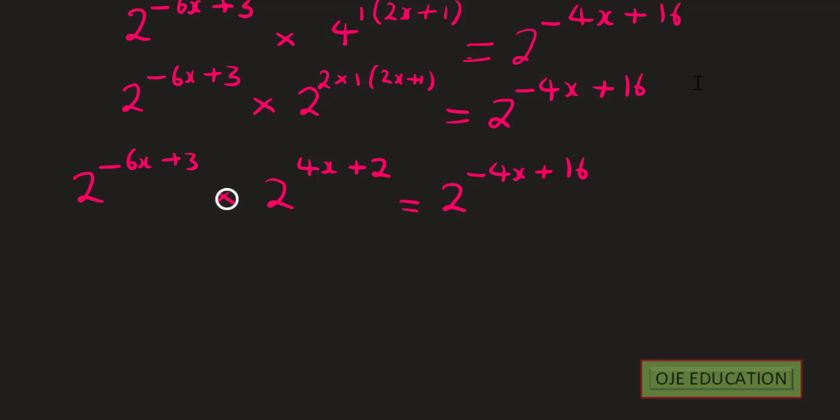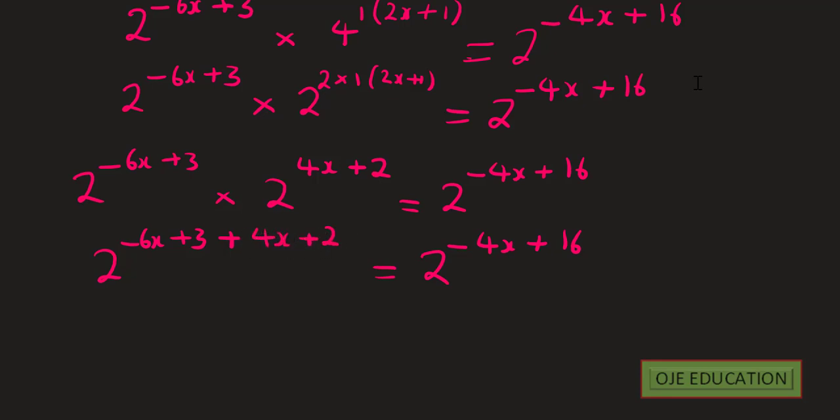work with the base. This is multiplication. I'll add the powers. So 2 to the power of minus 6x plus 3 plus now the whole of this, which is 4x plus 2, equals 2 to the power of minus 4x plus 16. Now let's state something very important here. If here were to be division, then this place would have been negative. And once I put a negative, the whole of this 4x plus 2 must be put in a bracket. So take note of that. Whenever you have a negative, what follows it should be in a bracket.